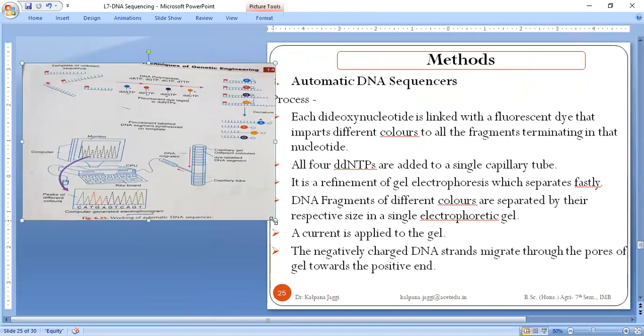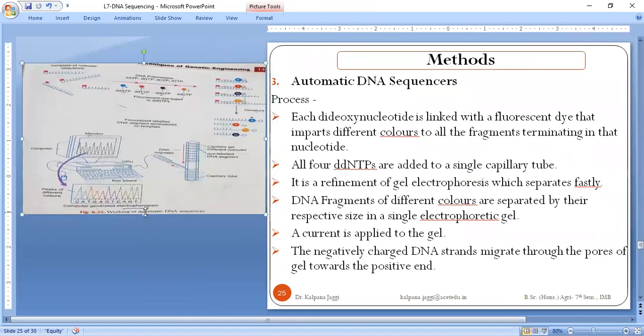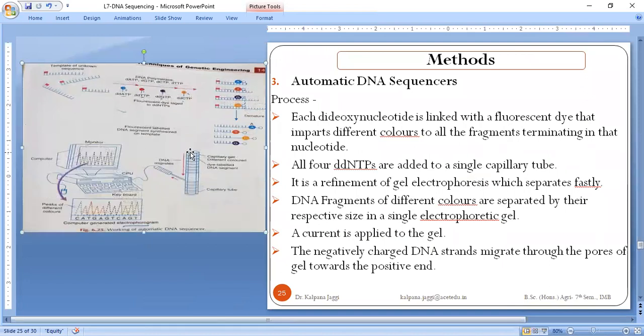Here the ddNTPs are not given any specific color. Instead of giving them color as was given in the Sanger and Coulson method, different colored fluorescent dyes are attached to ddNTPs. Instead of radio labeling it, dye is attached, and the dye will give the color now.